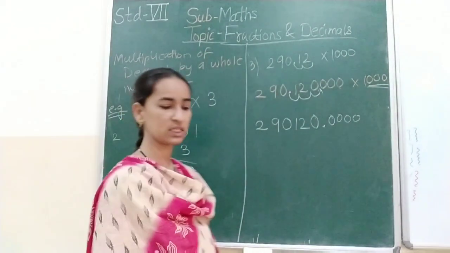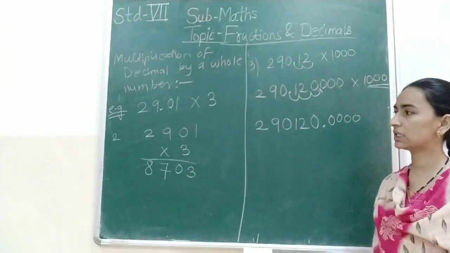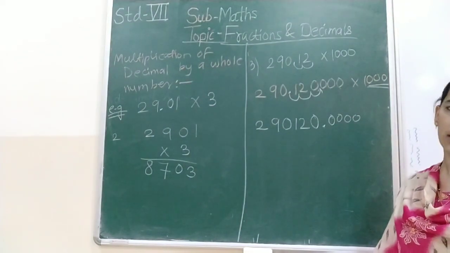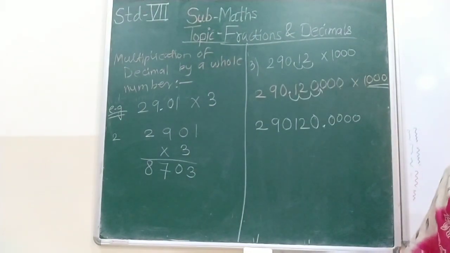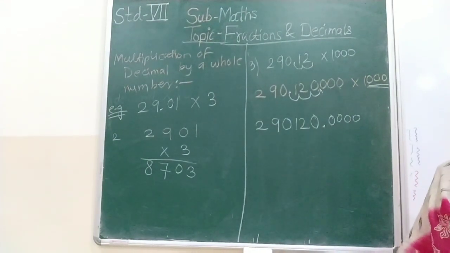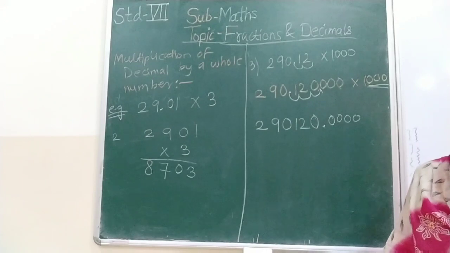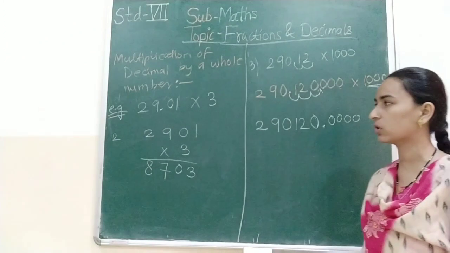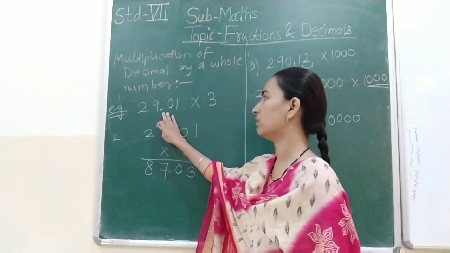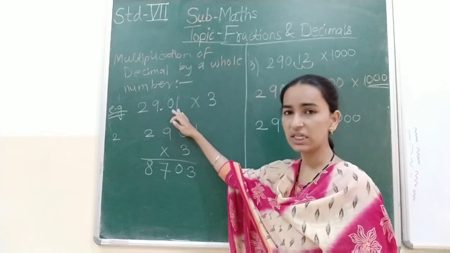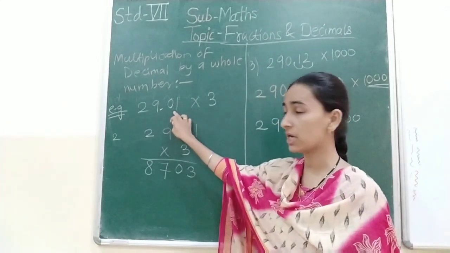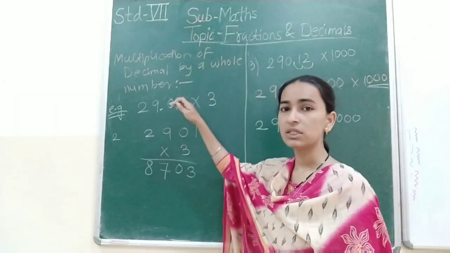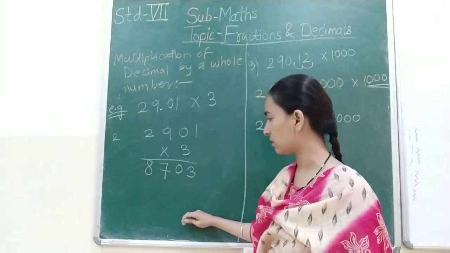Now what will be the next step? We have to give the point, okay? Decimal, don't forget about the decimal. Then the next step will be put the decimal point in the product, leaving as many decimal places from the right as there are in the given decimal number, okay? In the given decimal number, from the right side, how many digits after decimal are there? Yes, 1, 2. 2 digits are there after decimal. Same we will do in our answer.